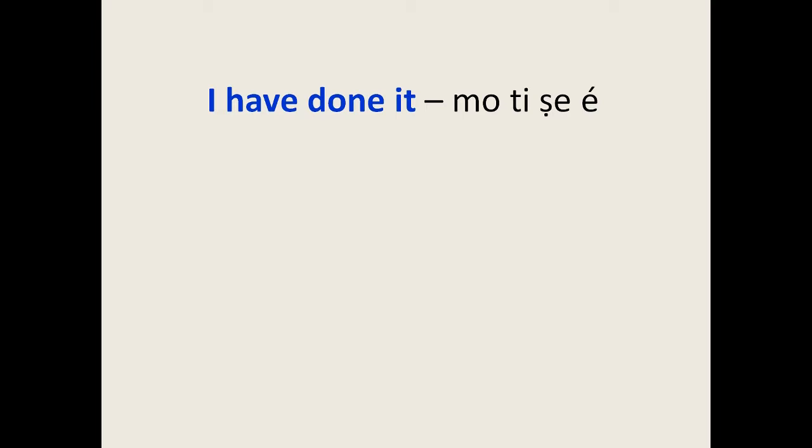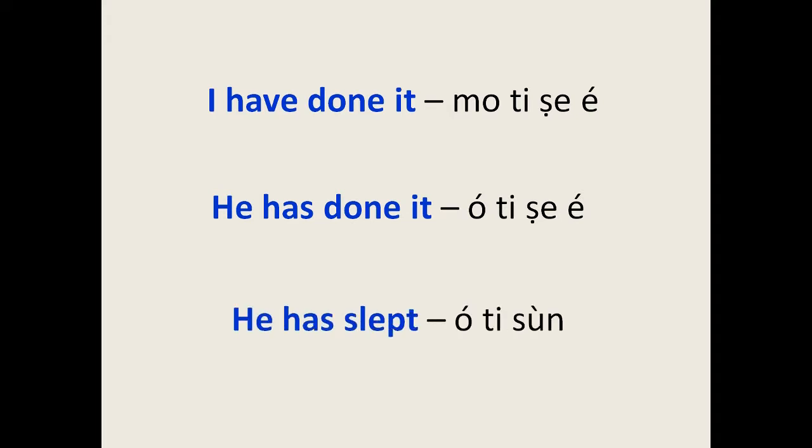So if it's I do it, it would have been mo ṣe, or I did it, let me put it that way. I did it, mo ṣe. But I have done it will now be mo ti ṣe. So it's that ti that stands for the have in this case. So if you want to say he has done it as well, it's going to be ó ti ṣe. So he has slept, ó ti sùn. Sleep is sùn, yeah, that is sleep in the verb form.